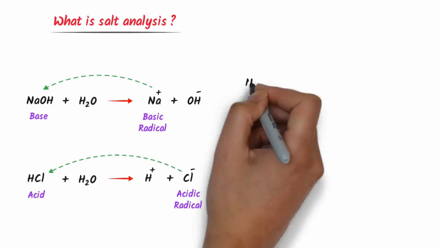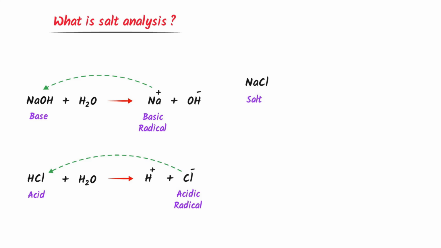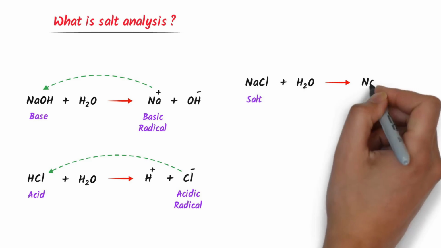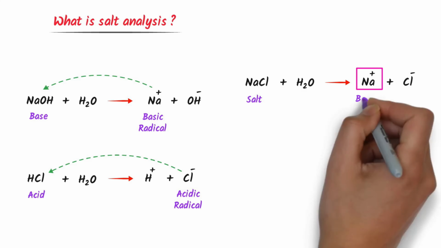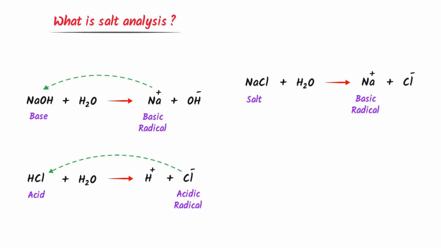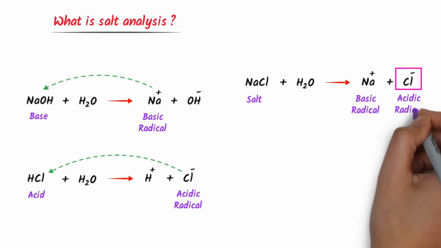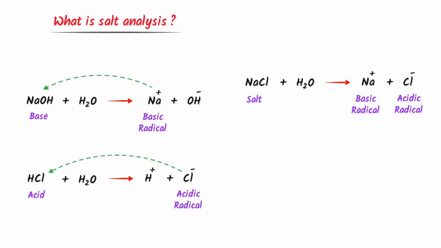Thirdly, consider a table salt like sodium chloride. We know that this salt is formed from sodium ion and chloride ion, and we have already learned that sodium ion is known as a basic radical and chloride ion is known as an acidic radical. Thus we learn that every salt contains two parts, a basic radical and an acidic radical, or positive cation and negative anion.